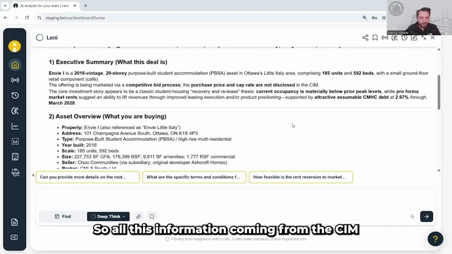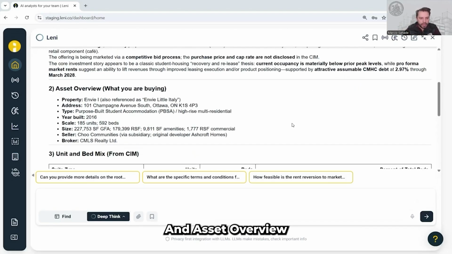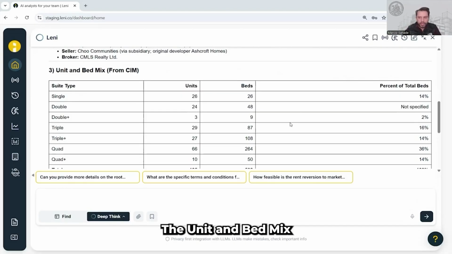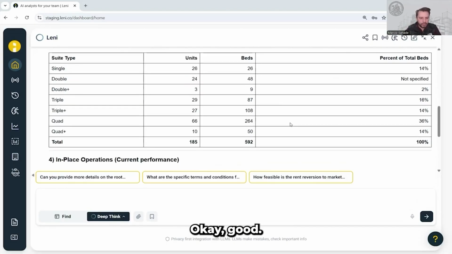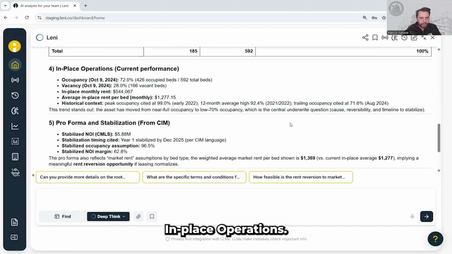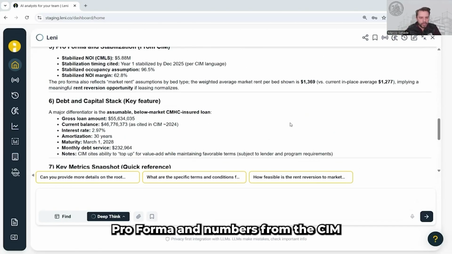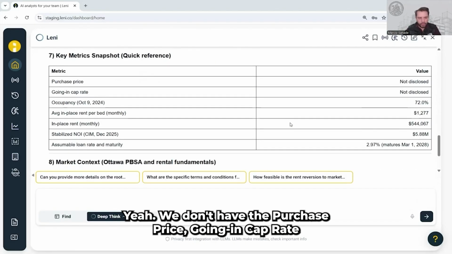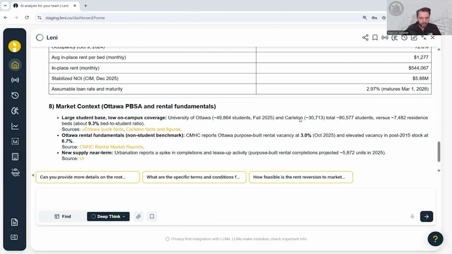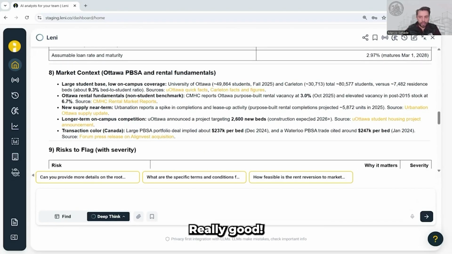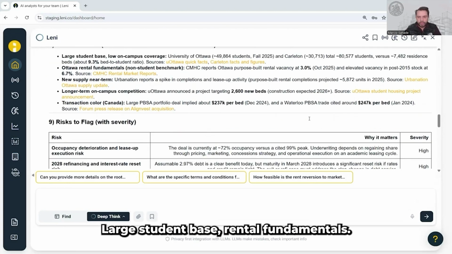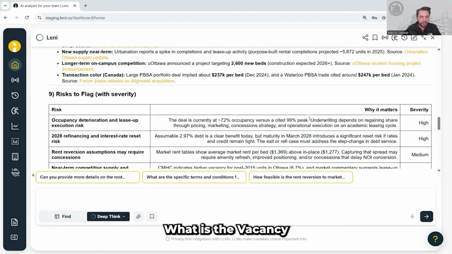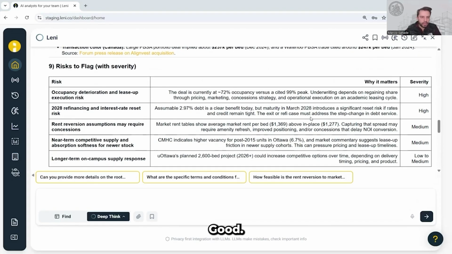So all this information coming from the scene: a summary of the deal, an asset overview, the unit and bed mix. Okay, good. In place operations, pro forma and numbers from the scene, debt and capital stack. Okay, key metrics. Yes, we don't have the purchase price or going-in cap rate. Okay, and also giving market context. Really good, because I didn't ask for this, but it's giving market context. Okay, large student base, rental fundamentals. What is vacancy? Supply, long-term, and transaction. Okay, good. And risks to flag.